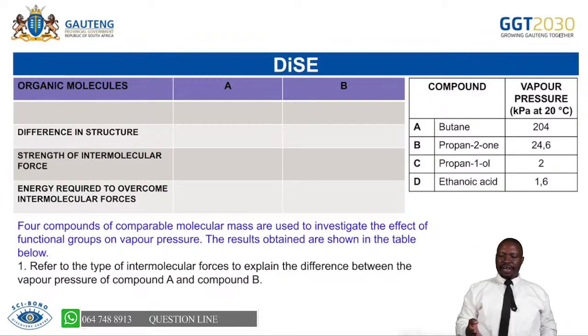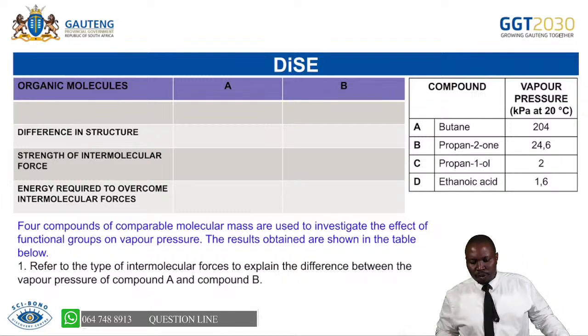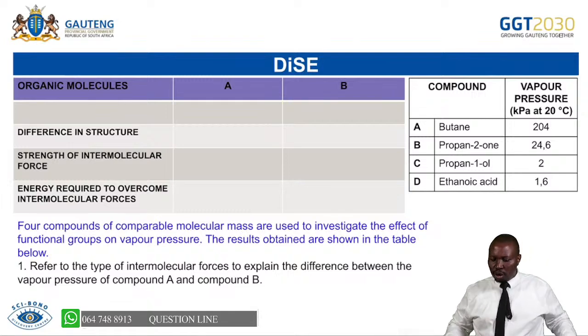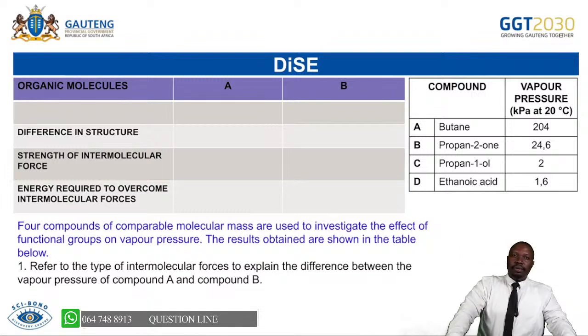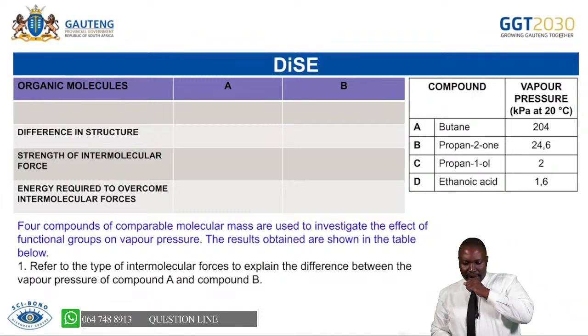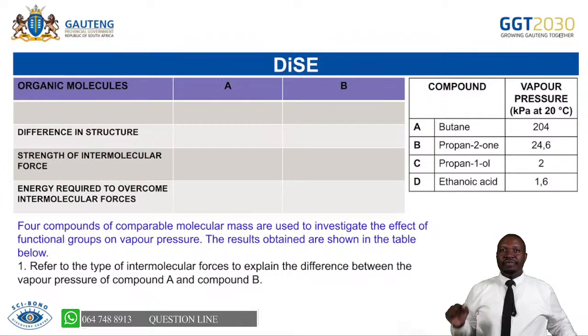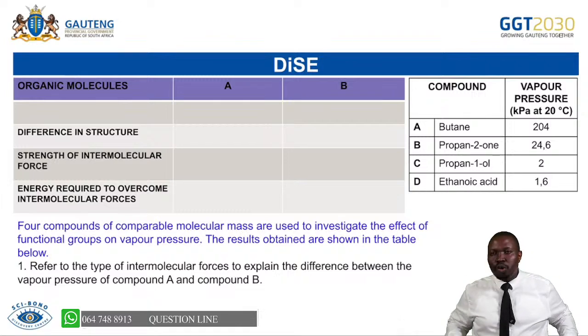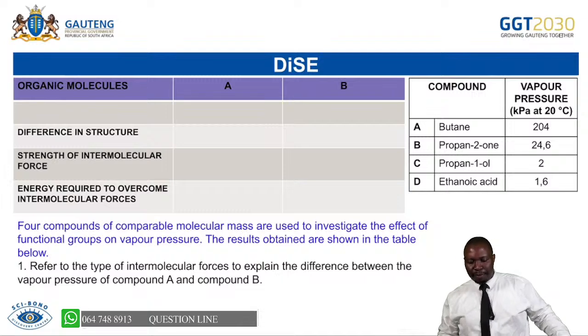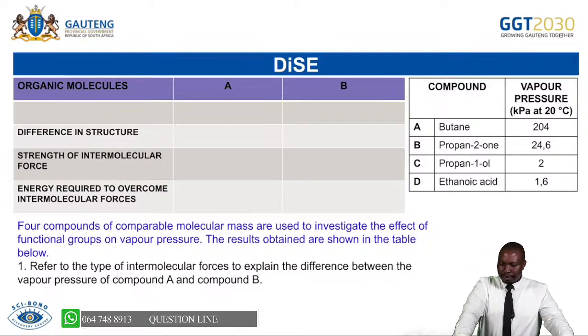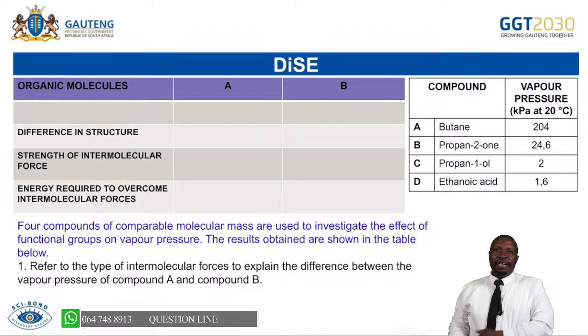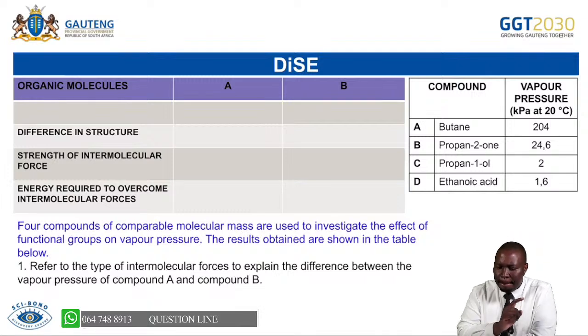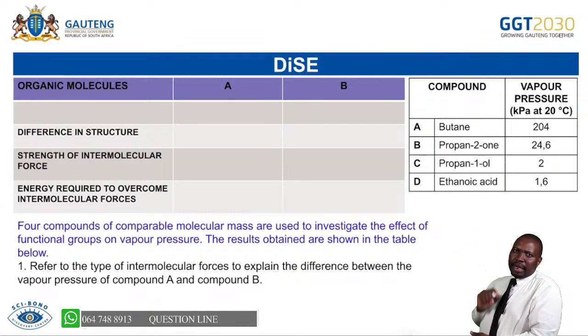This question was given, you were given compounds A, B, C, D, which were butane, butan-2-ol, propan-1-ol, and ethanoic acid. You were given their vapor pressure, the highest being for butane, 204, followed by 24.6 for butan-2-ol, 2 for propanol, and 1.6 for ethanoic acid. Now, if we check with vapor pressure, we said where there is less strength, there will be more vapor. The vapor pressure is highest when the strength is the lowest.